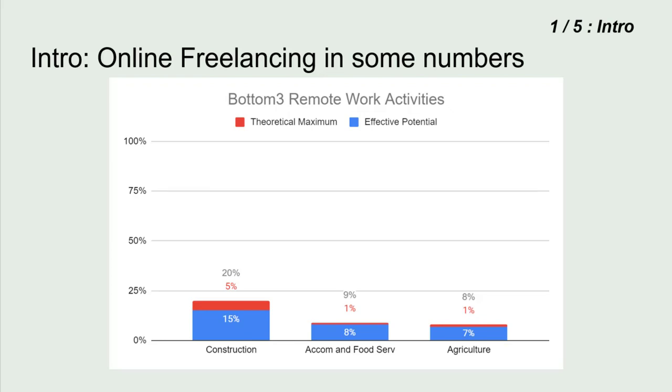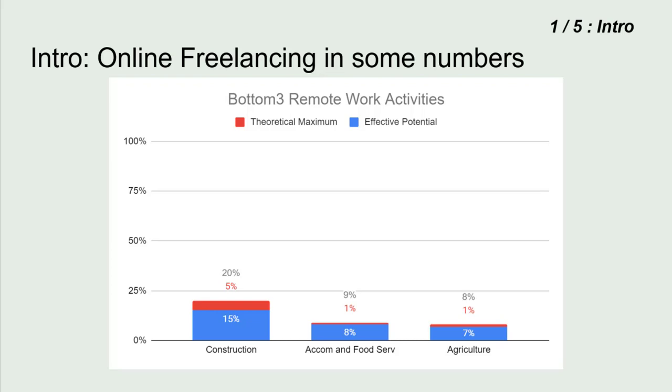On the other hand, the same study reports the top-down 3 activities that are not compatible with remote working. The 3 activities are construction, accommodation and food services, and agriculture. The overall compatibility score of these 3 activities is below 20%. This is consistent with common sense and expectations, hence confirms the consistency of the used approach. This result can also be directly transposed to online freelancing, hence identifying the top-down activities that are not compatible with online freelancing.